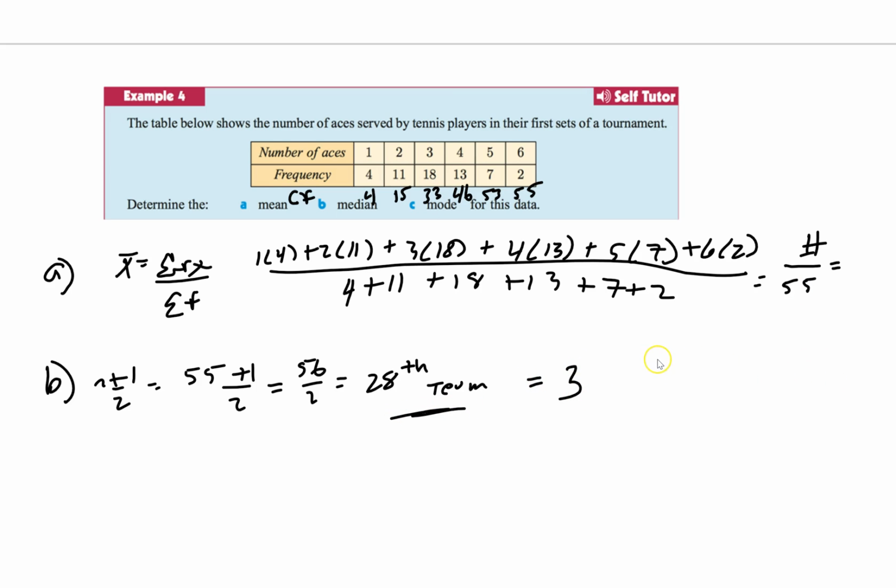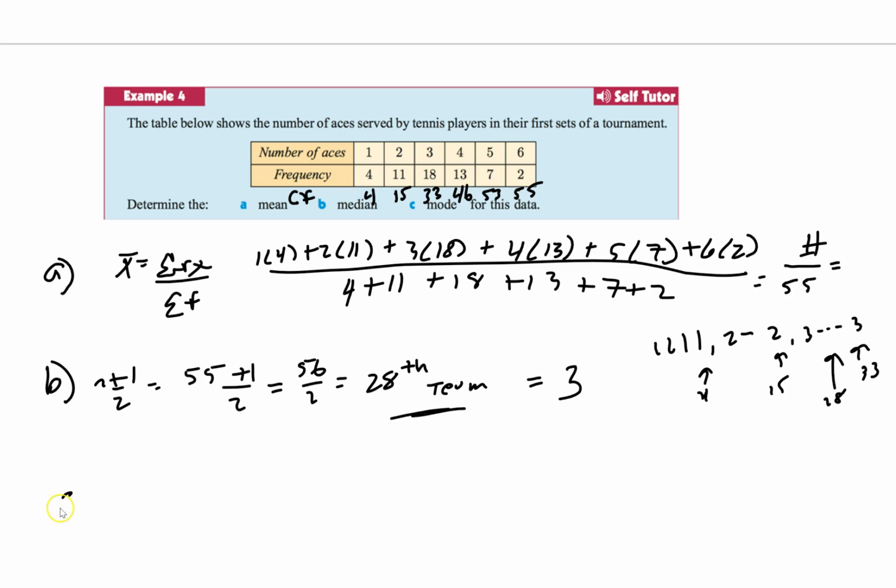Because again, the whole idea is you have 1, 1, 1, 1, then you have 2s. At the end of the 1s, you're at 4. But at the end of the 2s, you're at 15. Then you had a bunch of 3s, and at the end of it, you're at 33. So 28 must have fallen somewhere within the 3s. That's how that one works.